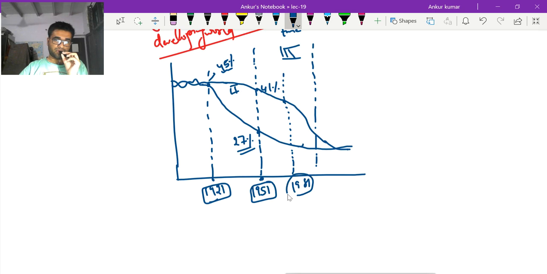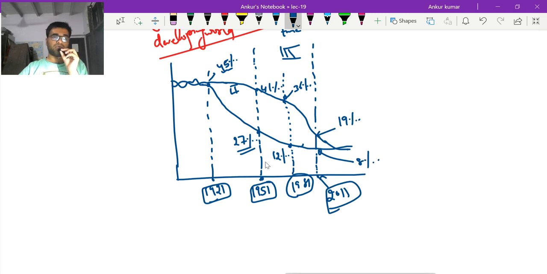In 1981, the mortality rate reduced further to 12 parts per thousand. This is parts per thousand, not percentage. And the fertility rate reduced to 36 parts per thousand, right? And in 2011, the fertility rate declined to 19 parts per thousand, and the mortality rate declined to 8 parts per thousand.